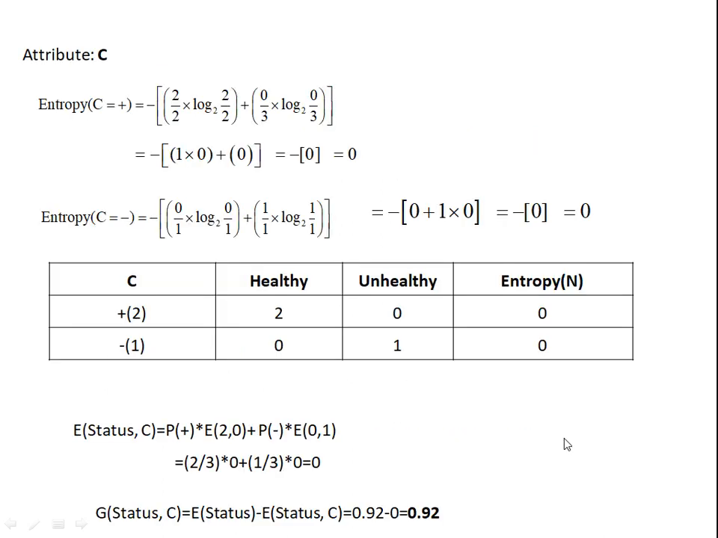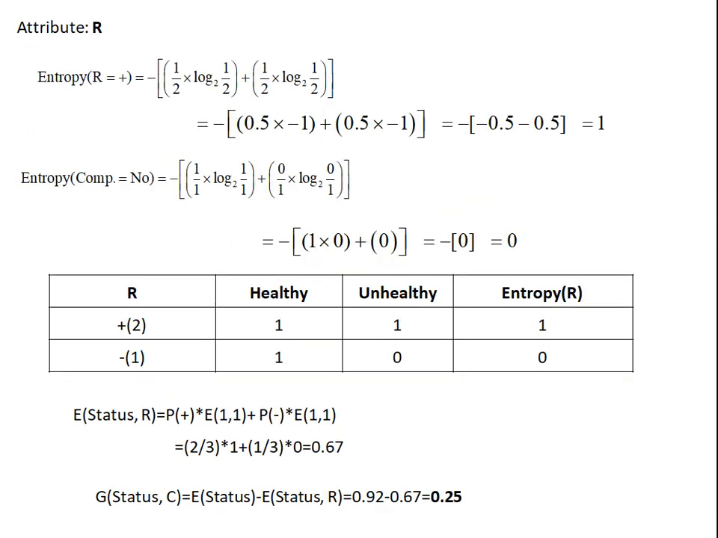Next we calculate the gain for attribute C, that is plus and minus. So first we find out how many records: 2 belong to the plus category, 1 record belongs to the minus category. As one of the attributes is 0, there is no need of calculation, we can directly write down the answer 0. Here we get the entropy as 0 because there is no randomness, and therefore we get the answer 0.92.